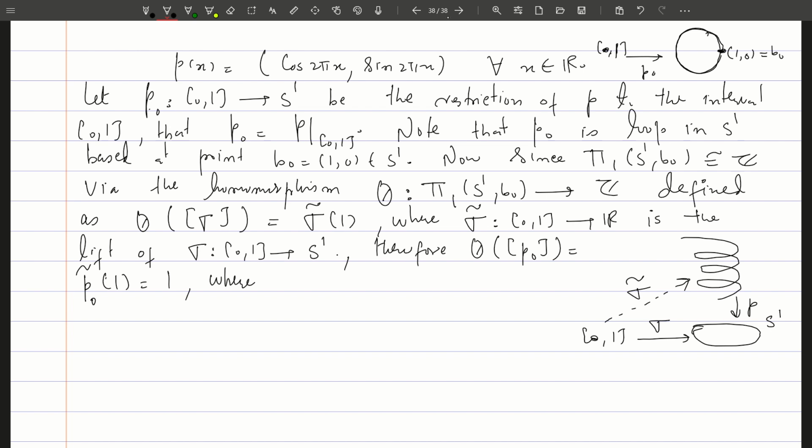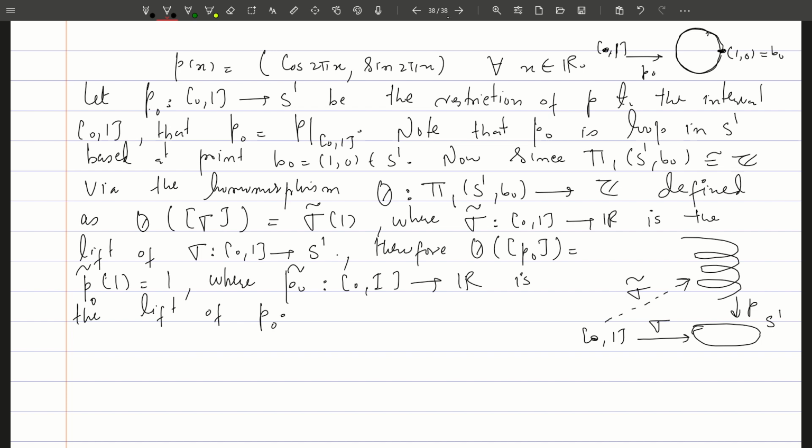Because this p naught is a standard loop, it starts at point 0. So this p naught tilde will be a path in R which starts at point 0 and ends at point 1, where p naught tilde, which is a path in R, is a lift of p naught.